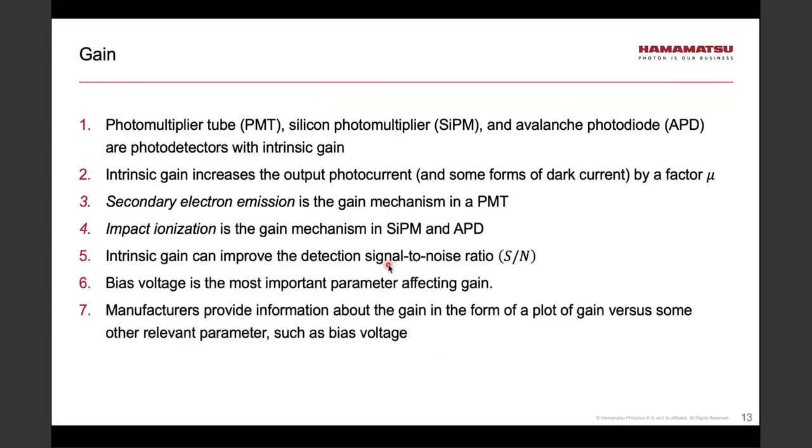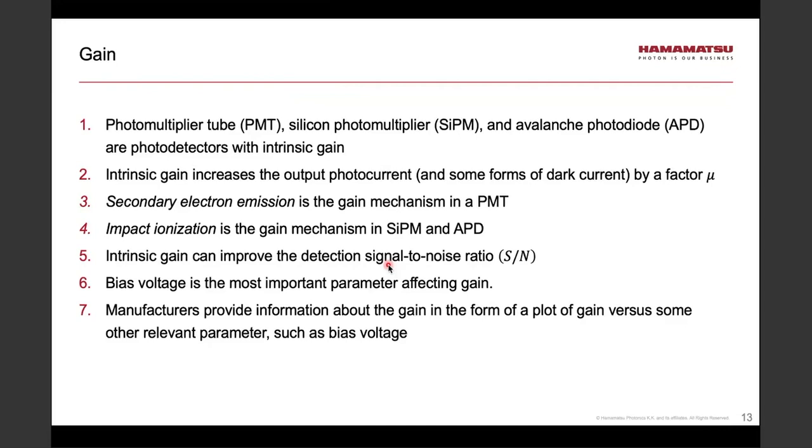Let's go through some points regarding gain in photodetectors. Point 1 was already stated: three photodetectors, PMT, SiPM, and APD, have intrinsic gains. What intrinsic gain does is increase the magnitude of the photocurrent, but it also increases the magnitude of some forms of dark current. Not all, but some are increased by the same factor or smaller.